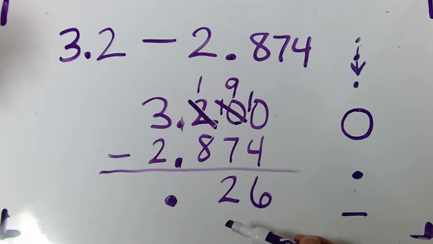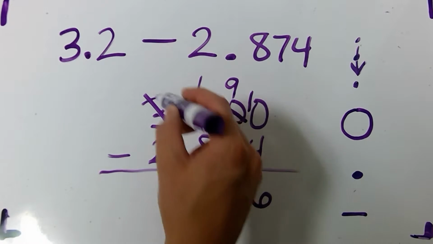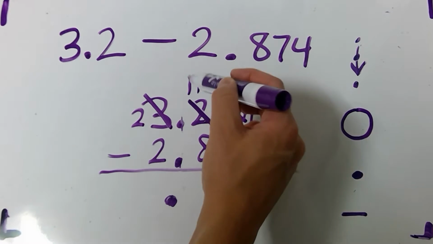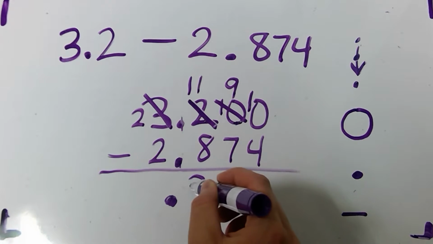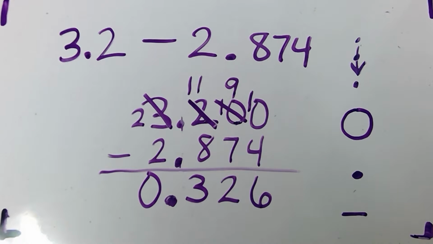1 minus 8, I can't do that, so I have to borrow from the closest neighbor, which is the 3, and the 3 becomes a 2, and that 1 that I just borrowed makes this an 11, and 11 minus 8 is 3. 2 minus 2, 0. So my answer is 0 and 326/1000ths.